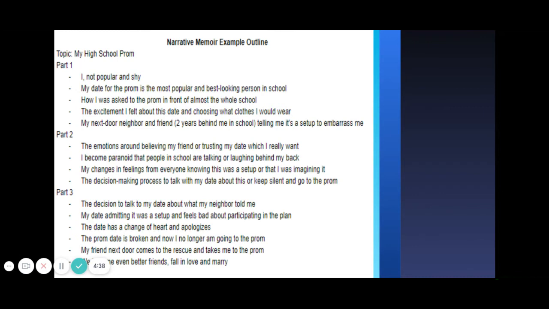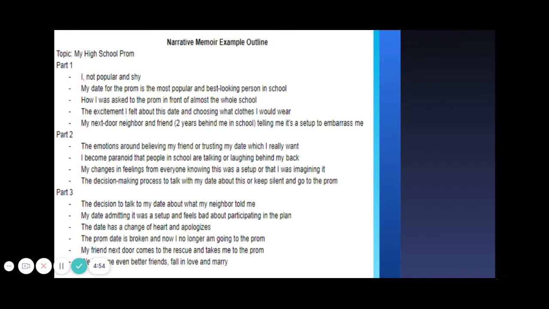I talked to my best friend from next door about it, and he tells me that it's a setup to embarrass me. Okay, and that is part 1. That's the beginning of my story. Part 2 is the middle. I have my reactions to the fact that it's a setup.